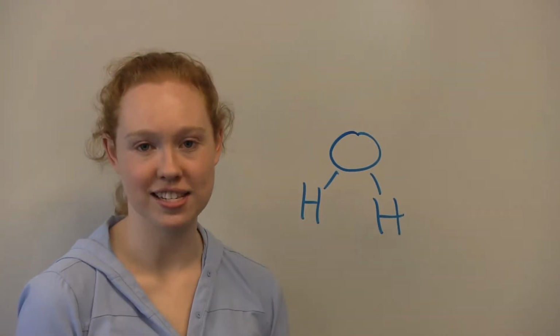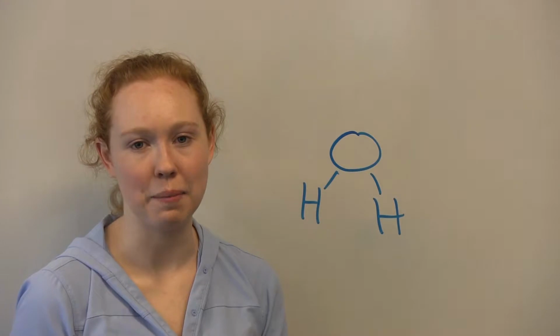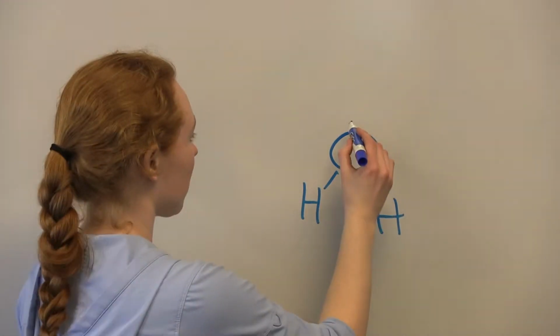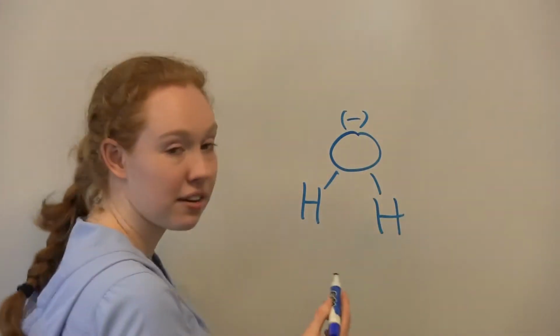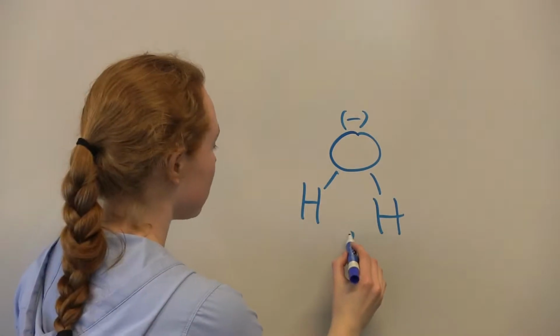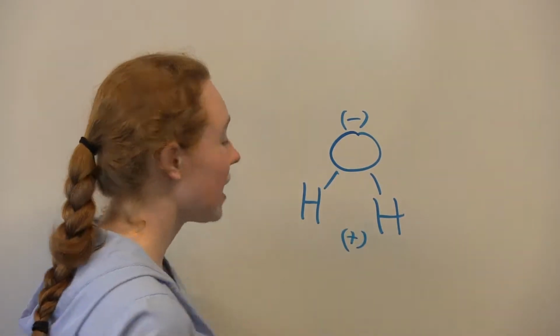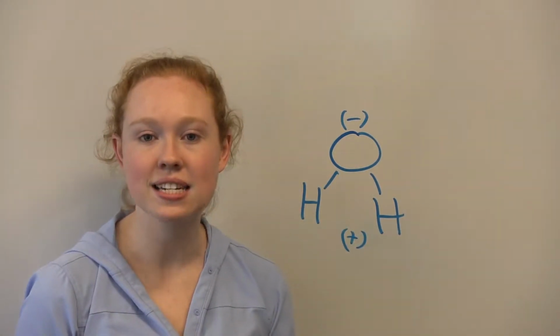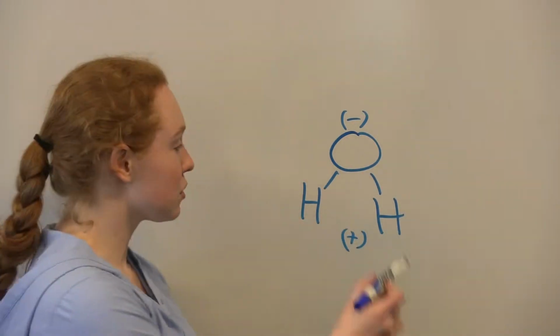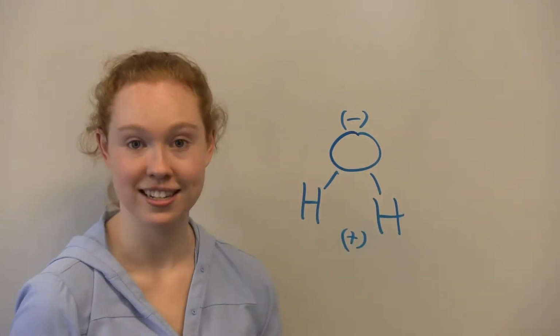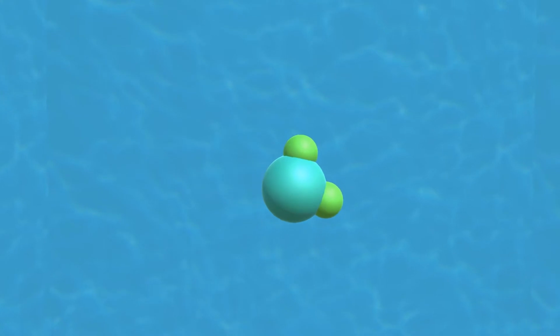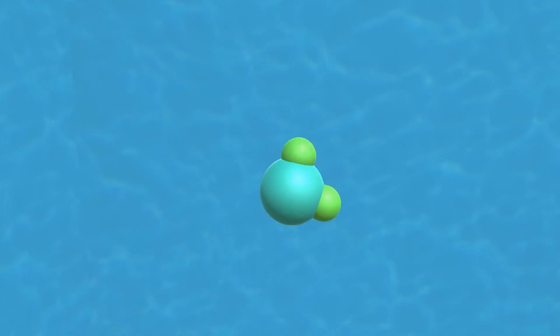Because of the nature of these atoms and the electrons that flow around them, this means that this end of every water molecule ends up being slightly negatively charged, whereas this end ends up being slightly positively charged. This means that each molecule is in itself a dipole, meaning that it has both a positive and a negative end. So when we think of water on the molecular level, we should think of an image something like this.